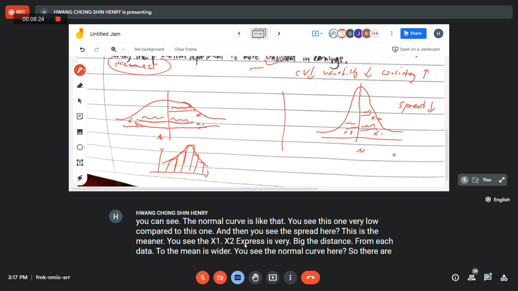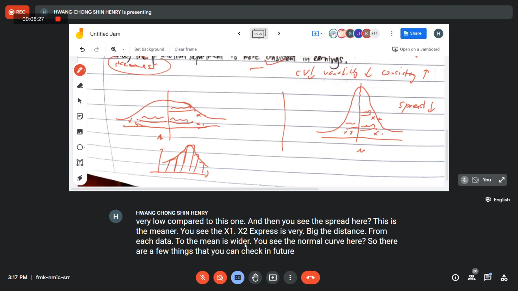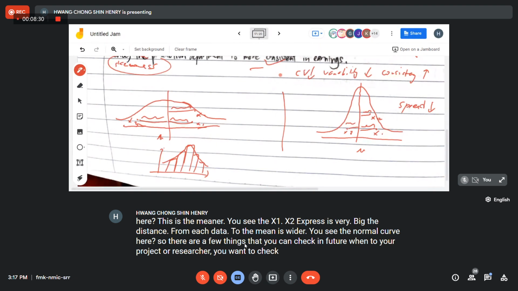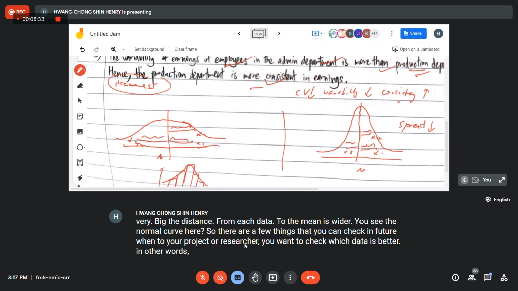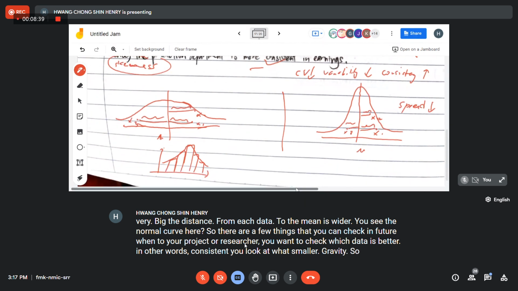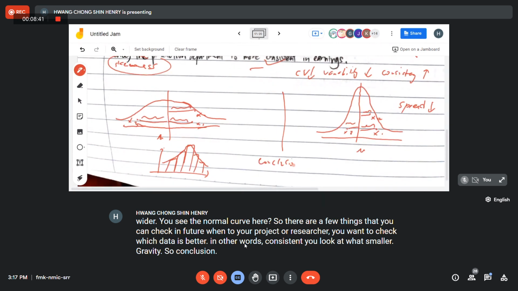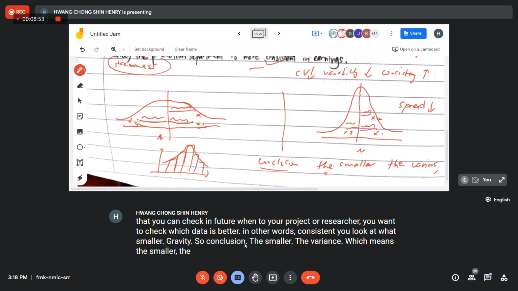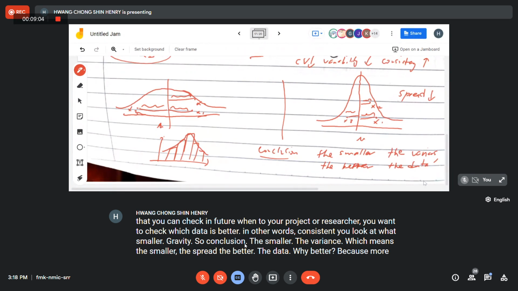So there are a few things that you all can check in future. When you do your project or research, you want to check which data is better. In other words, consistent. You look at what? Smaller variability. So conclusion. The smaller the variance, which means the smaller the spread, the better the data. Why better? Because more consistent.